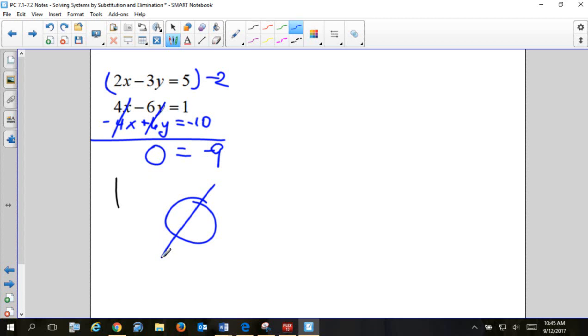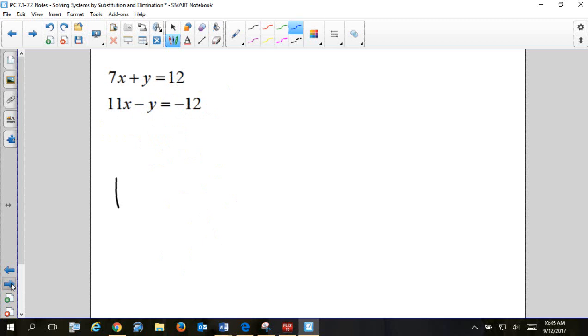Do you have to do it that way, or can you just check the slope? You could, yeah, that's fine. If you get no solution, there's not much work. If you see they have the same slope but a different y-intercept, then it's no solution. This one I'm skipping. This one does have one solution, but we've already done one solution.